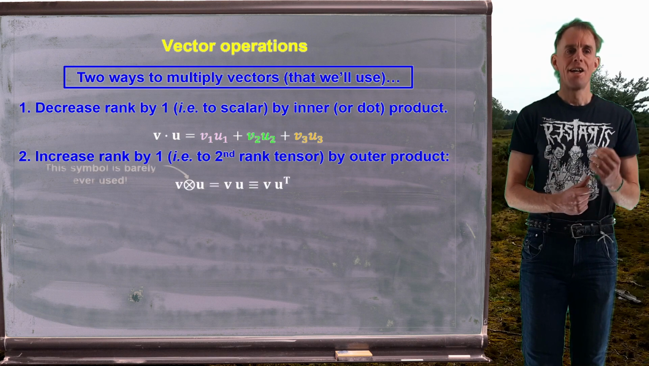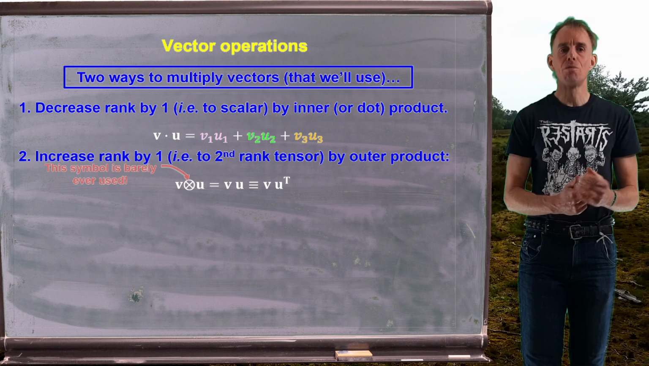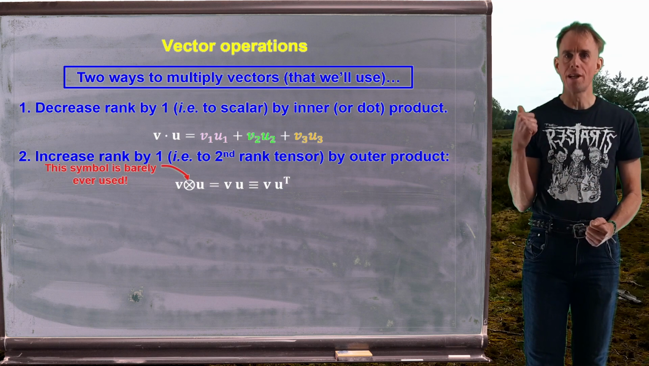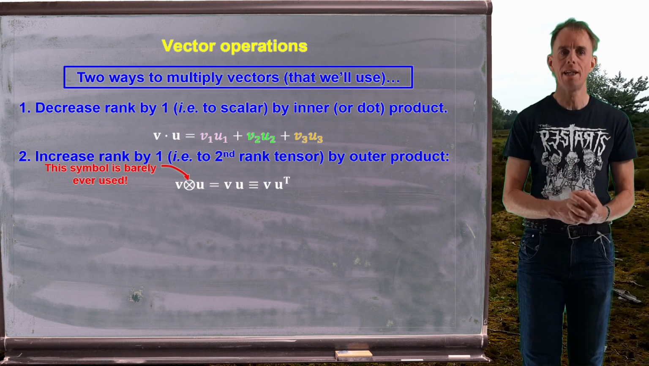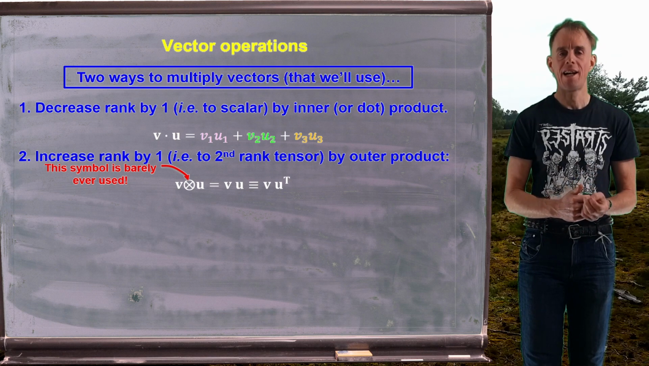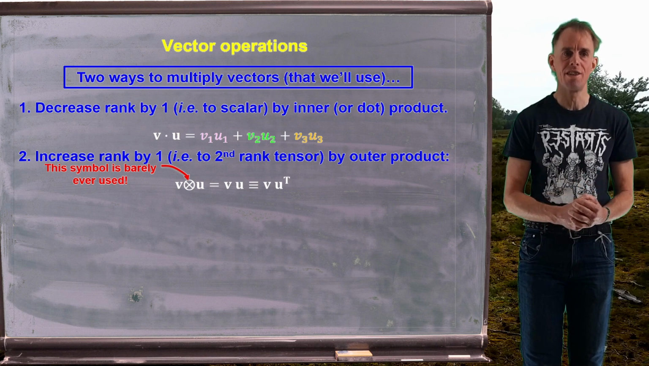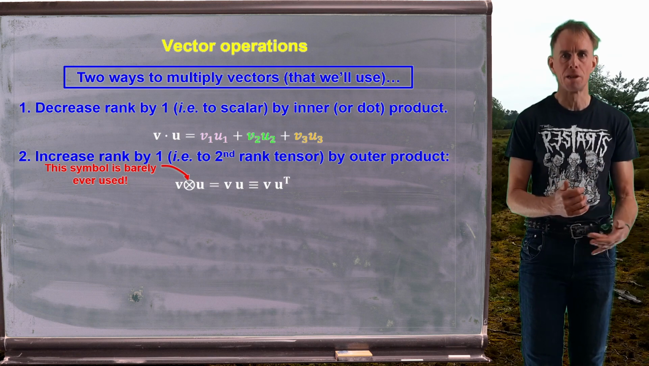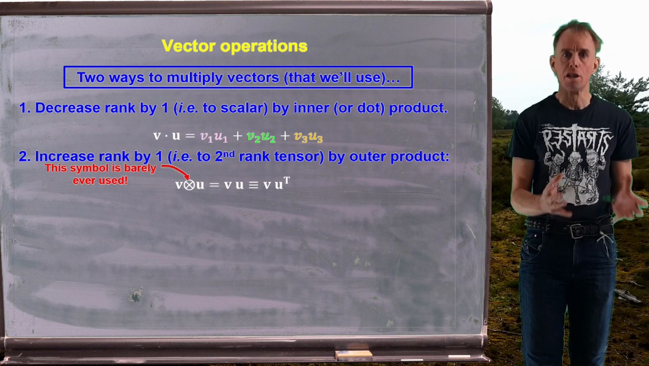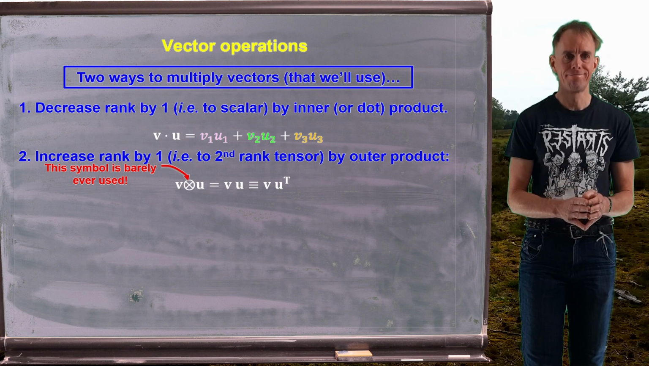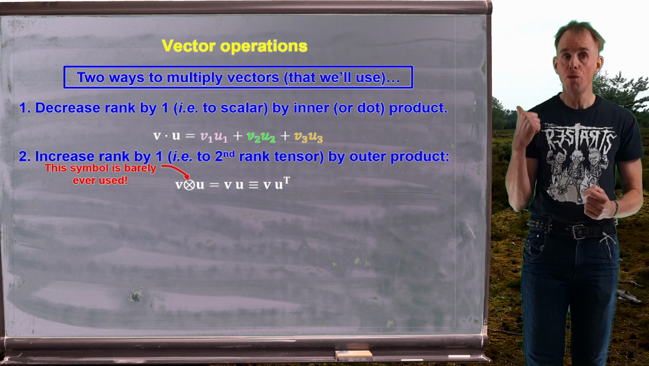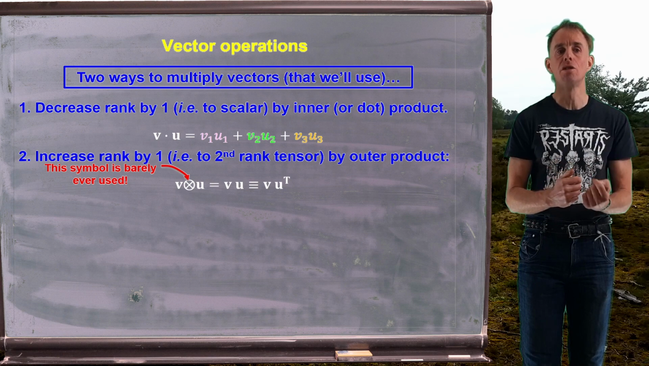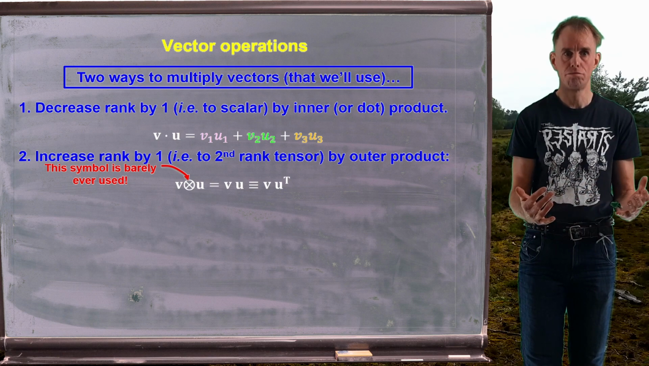So, the outer product of v with u is written as I've shown on the board. That cross that's inside a circle is the symbol for an outer product. However, rather unfortunately, this symbol is barely ever used in the literature, and you have to kind of infer that an outer product has happened just by looking at the properties of the result of it. So, in the literature, you'll often find v outer product u just simply written vu.